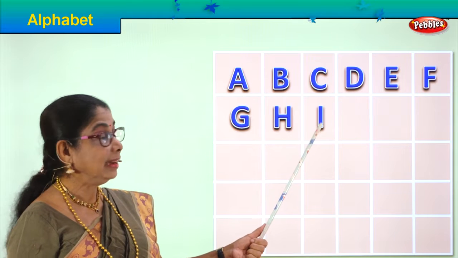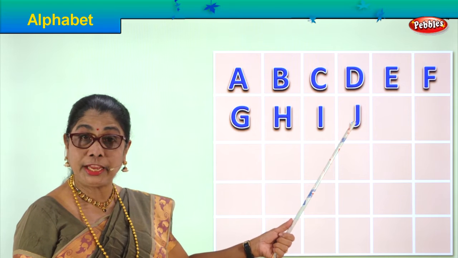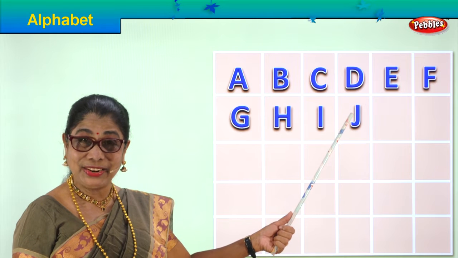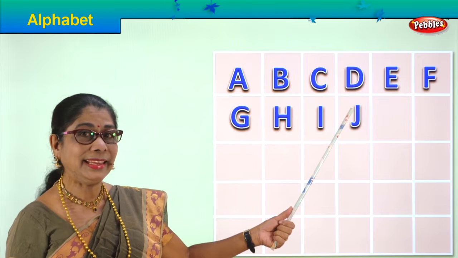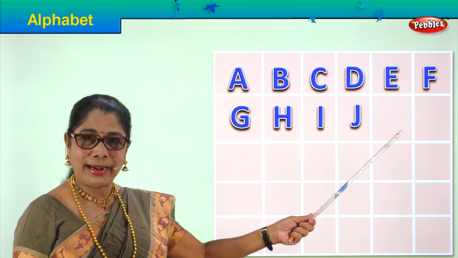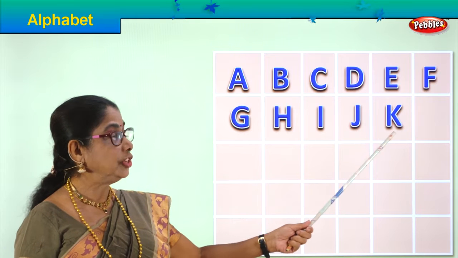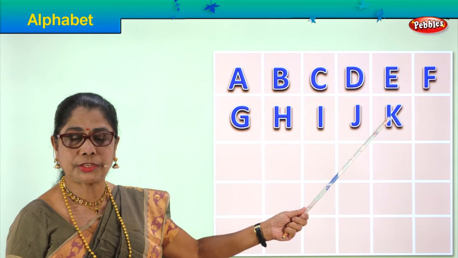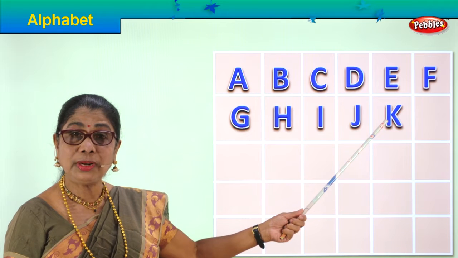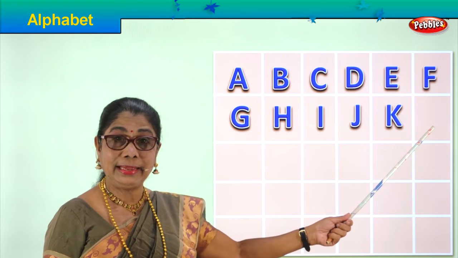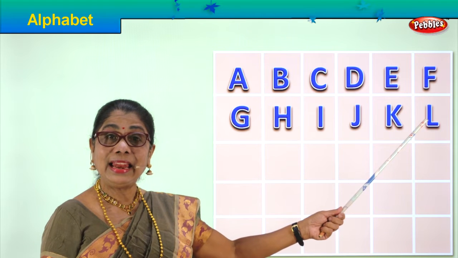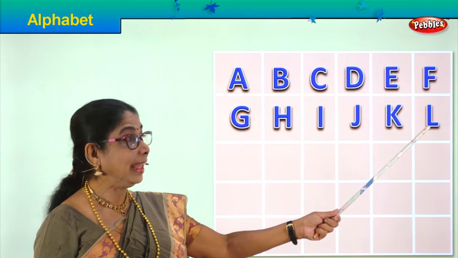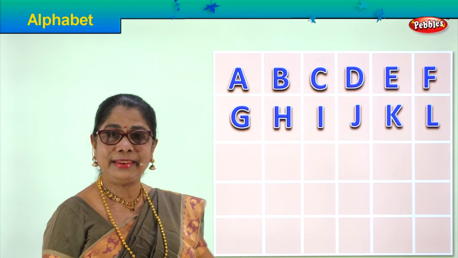And the next letter after I is letter J. J, jelly. And the sound is J. J, J, J. Yes? Good. Letter J, sound J, jelly. The next letter, capital letter, after J is K, kite. And the sound is again K, kite. And the next letter after that is L, lion. And the sound is L. Good. Letter L, sound L, lion.